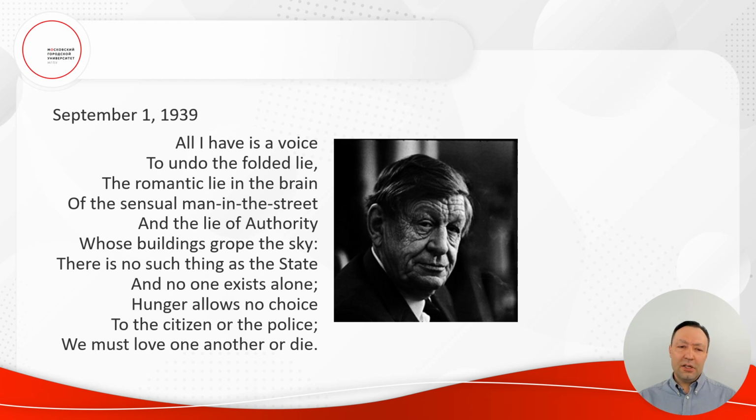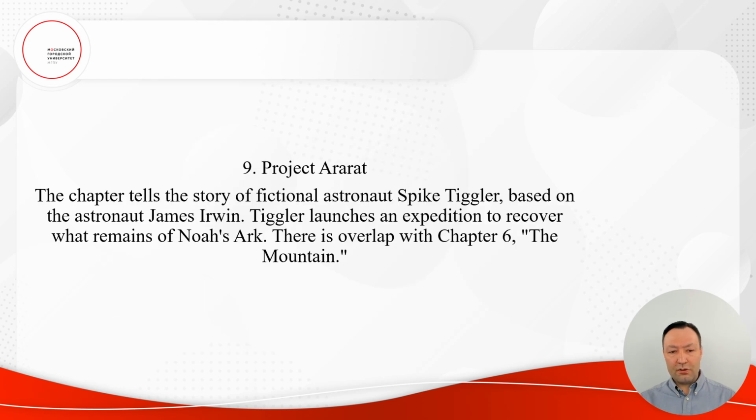So basically you can see this as almost a statement of love as the moral value that is eternal and is the motivator of the greatest things ever made by humanity. But here we come to the 9th chapter, and the name of it is Project Ararat. This chapter tells the story of fictional astronaut Spike Tigler, based on the astronaut James Irwin. Tigler launches an expedition to recover what remains of Noah's Ark.